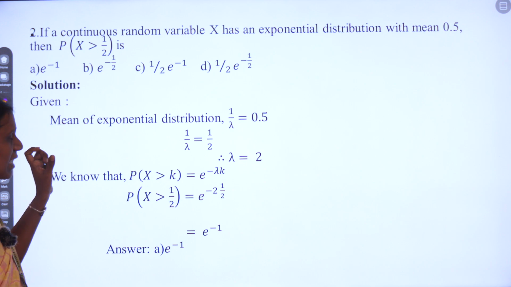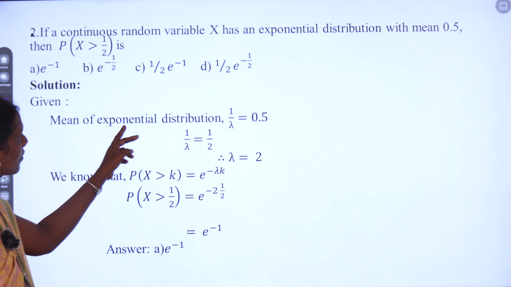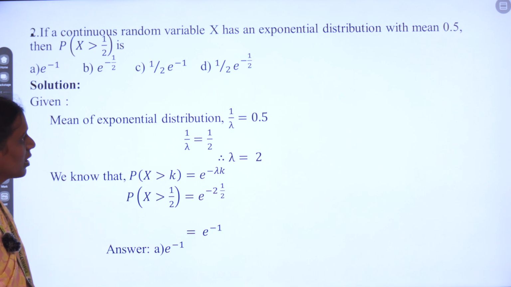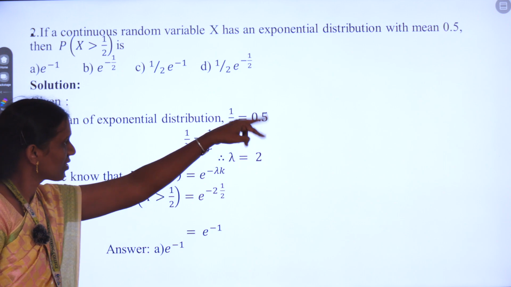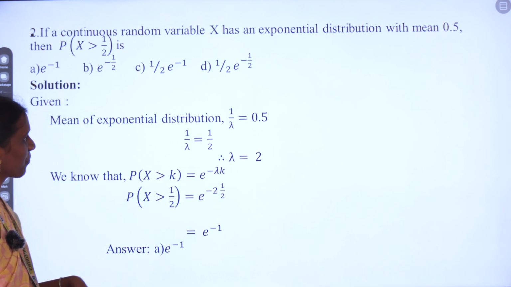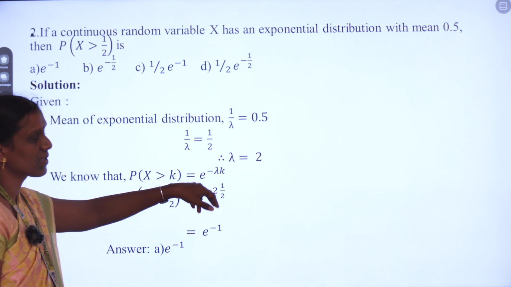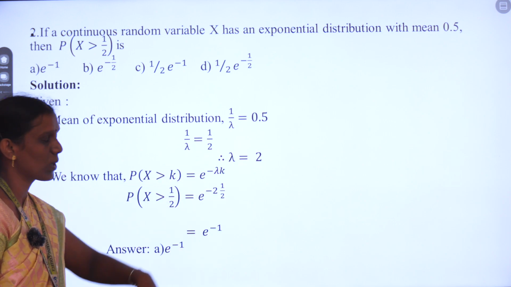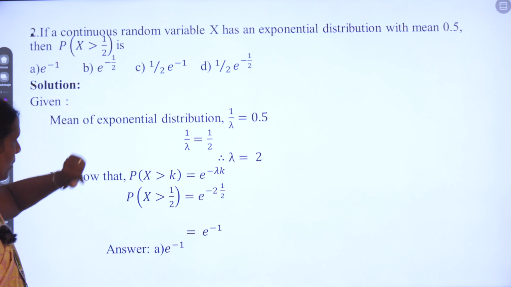So first of all, we must write down what is given in the question. So given the mean of the exponential distribution. So we know the formula for the mean is 1 by lambda, that is equal to 0.5. So if you want, you can make 0.5 as 1 by 2. So 1 by lambda is 1 by 2. So therefore lambda is equal to 2.